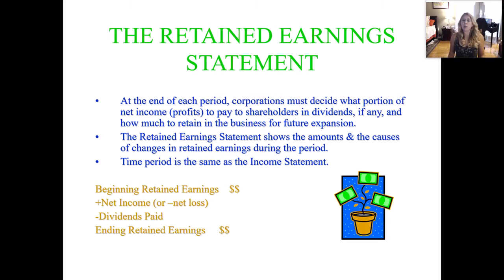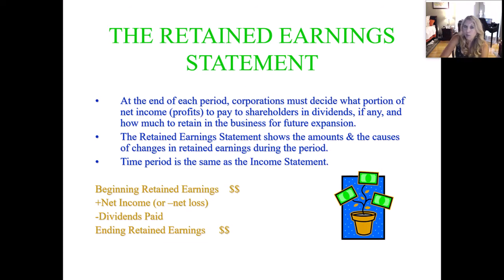So the time period would be the same as the income statement, a month, a quarter, or a year, for a period of time. So you start with your beginning retained earnings. If you're a new company and this is your first year of preparing financials, that would be 0. A lot of times it'll be a new business. But if you're an ongoing company, it would be your ending retained earnings from the prior year. So you start with that.